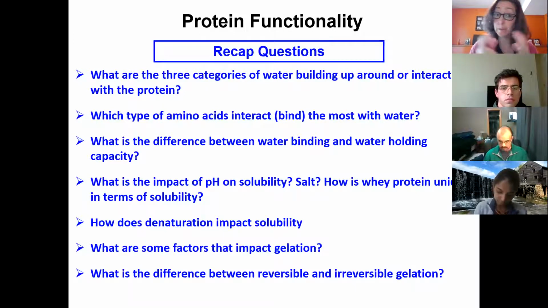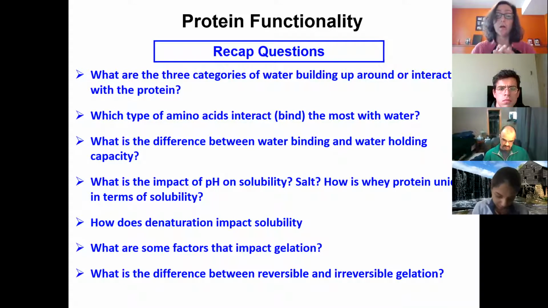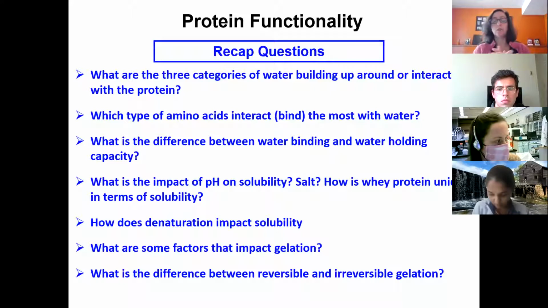Temperature. What about temperature? What do we want to achieve with temperature? Some things like egg whites can undergo gelation if it's thermally induced. So if we want to talk about a thermally induced gel, what temperature should we heat the protein solution to form a gel? Above its denaturation temperature.